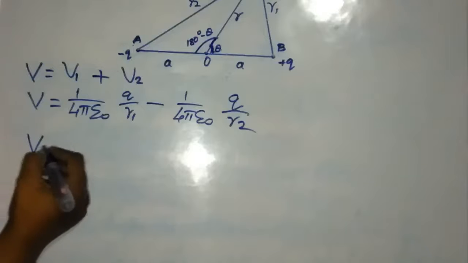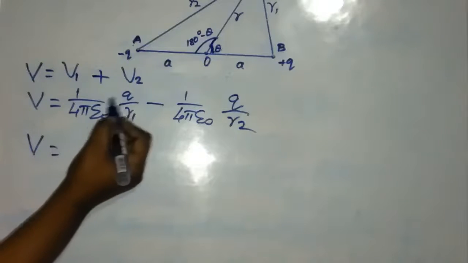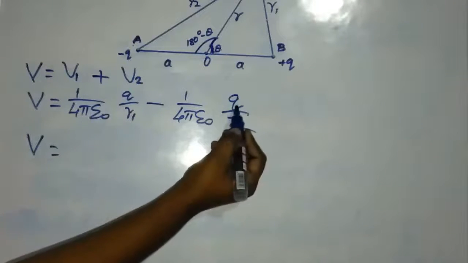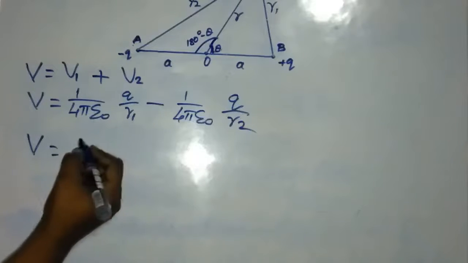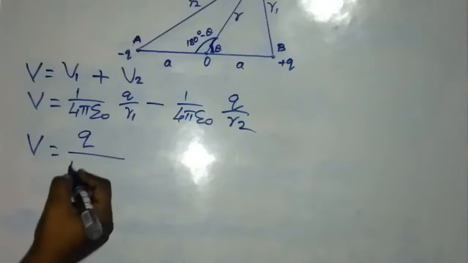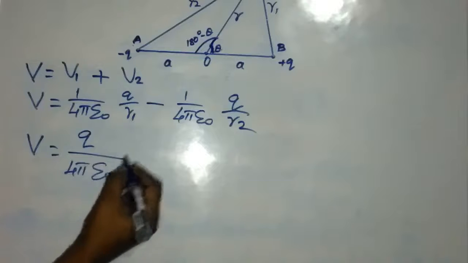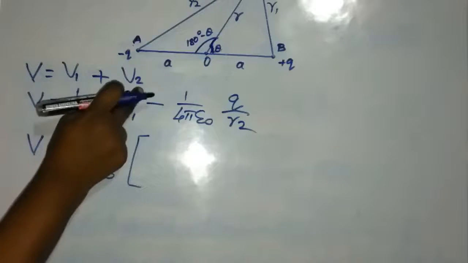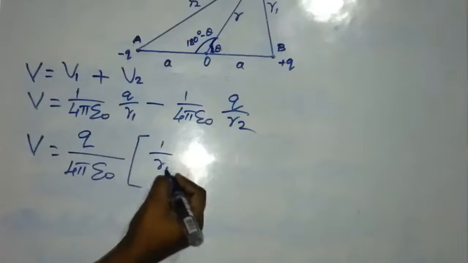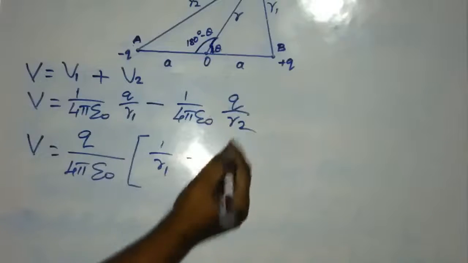Now V equals, take the common terms outside. Here we have Q by 4 pi epsilon 0, and here also we have Q by 4 pi epsilon 0. So take the common term Q by 4 pi epsilon 0 outside. The remaining is 1 by R1 minus 1 by R2.